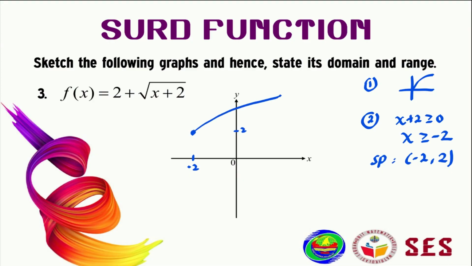And it's very clear that the graph passes through the y-axis, so we need to find the y-intercept only. So f(0) is equal to 2 plus square root of 0 plus 2, so we will have 2 plus square root of 2 as our y-intercept for this function. Okay, where we can also change to decimal if needed.